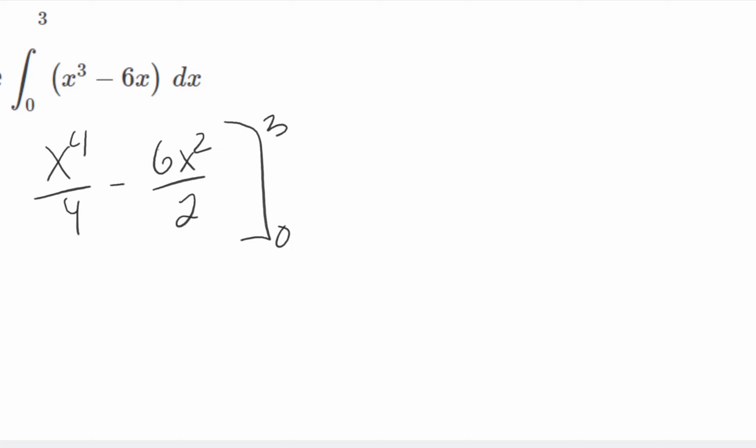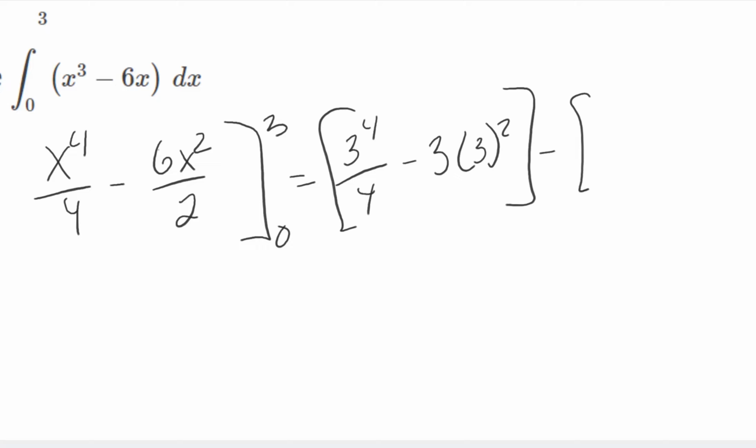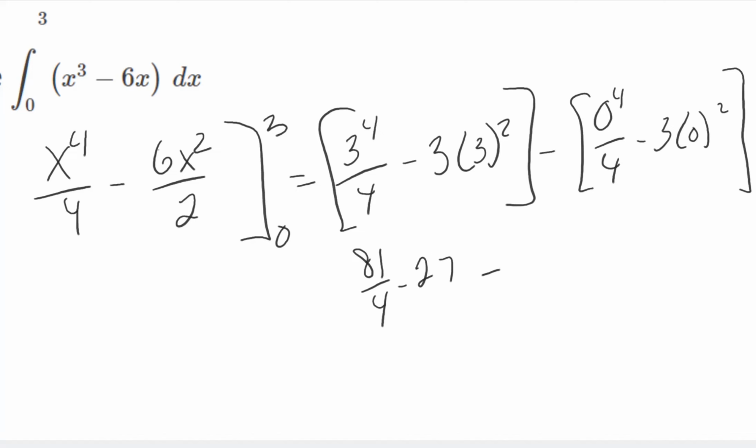Since this is a definite integral, now we're going to plug our values in. So I have 3 to the 4th over 4 minus 3 times 3 squared, and then it's minus the 0 version of that, which is just 0. So, what was it? 81 over 4 minus 27. And if I remember right, this came out to be 27 over 4.